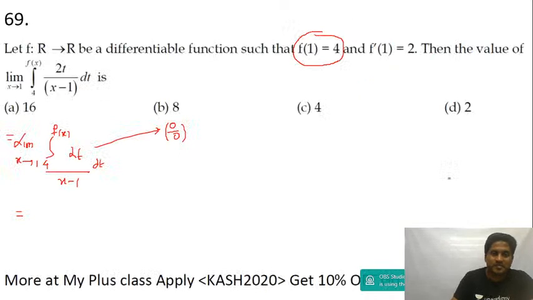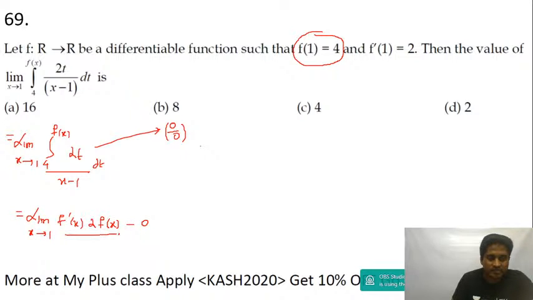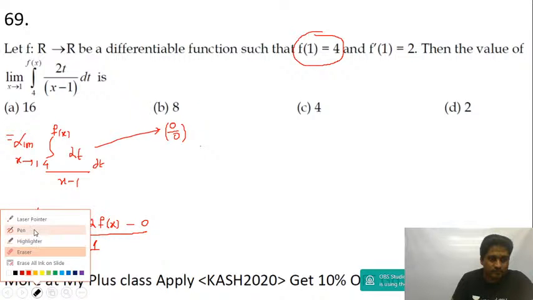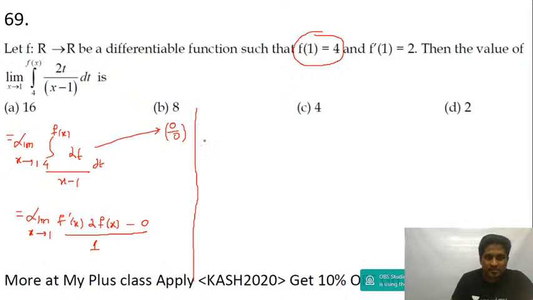So same logic, guys. If I use L'Hopital's rule, limit x is tending to 1, differentiate the upper limit, in place of t you put the upper limit, you get 2 into f of x. Minus differentiation of 4 is 0, because that's a constant, and when you differentiate the denominator you get 1. Now if x is tending to 1, you get this as f dash of 1 into 2 into f of 1.